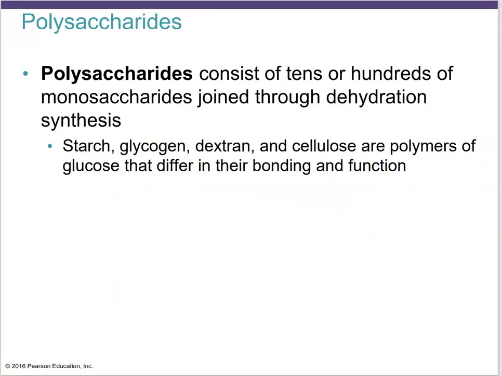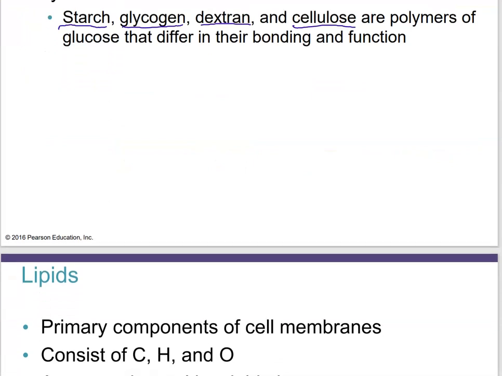Now we can do that dehydration synthesis many times, and if we're adding many building blocks together, then we're going to end up with polysaccharides. These can be tens or hundreds of monosaccharides, or even thousands of them put together by dehydration synthesis. And here are some examples of polysaccharides: starches, glycogen, dextran, cellulose. These are all polymers of glucose that have formed polysaccharides.